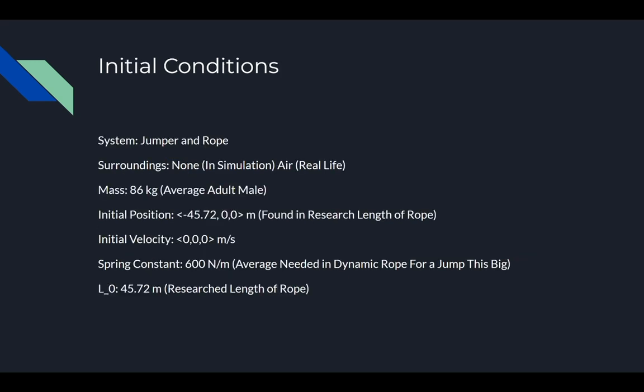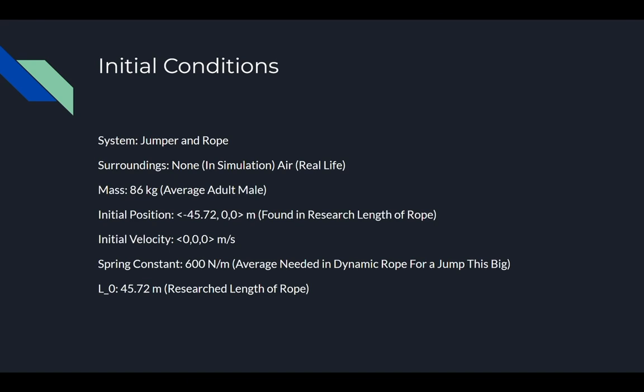The initial conditions of the system are the jumper and the rope, and the surroundings are none in our simulation, and in real life, there's also air. The mass is 86 kilograms, which is the average adult male mass, since we don't know exactly the mass of the person in the video, so we have to estimate. The initial position is negative 45.72 meters, which I found by researching the length of the rope in the video, and the initial velocity is 0 meters per second because he starts from rest.